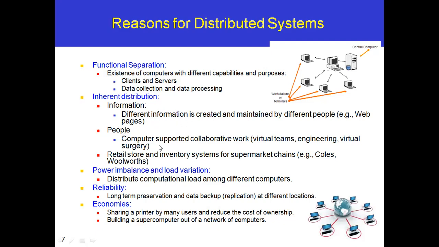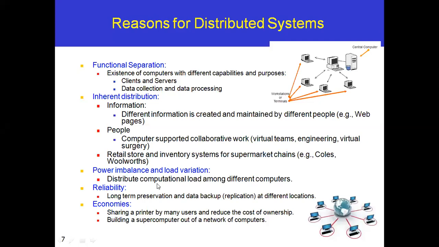Coming to the people, different teams of people. See, computer supported collaborative work: the work is the same, but the people are different. Virtual teams, some people might work virtually. Some people might have engineering teams, etc. Next, power imbalance and load variation. This is the third reason for distributed systems.